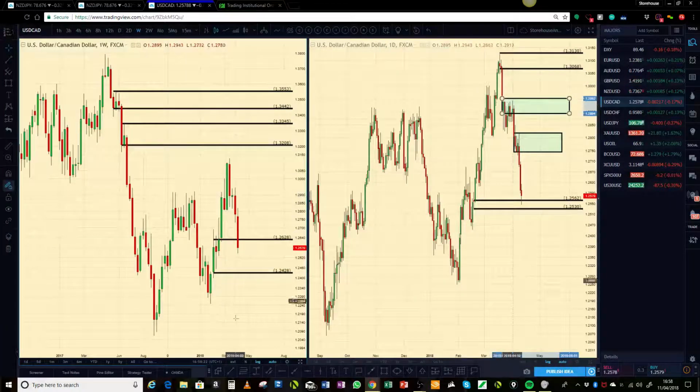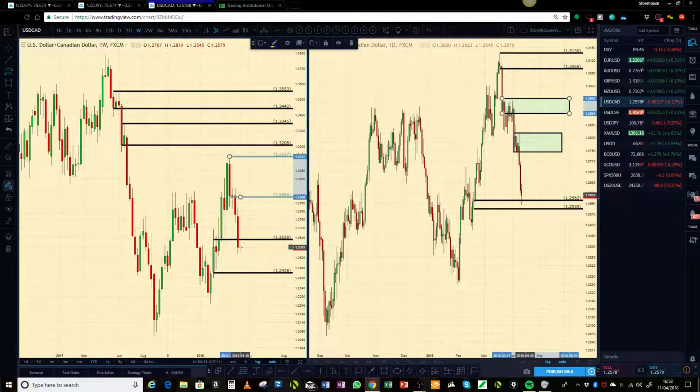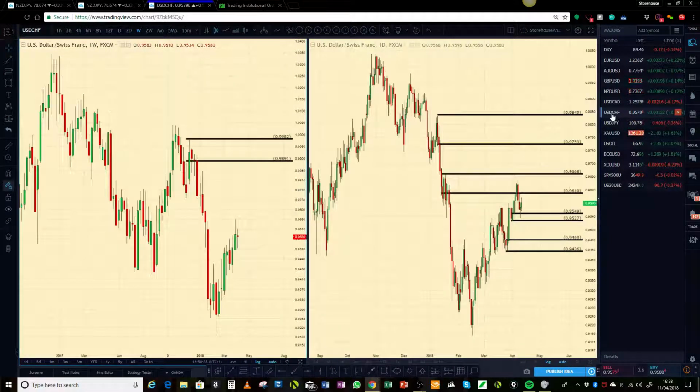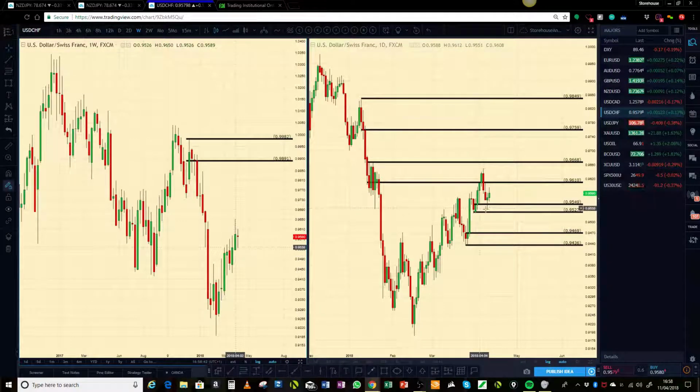In terms of the weekly, I think we need to be mindful of this entire area. I'm just going to put it like that. So coming back up into that area, it's definitely not an area where you want to be taking long positions as well. And the US dollar Swiss, so we've come down to the level that we marked off.